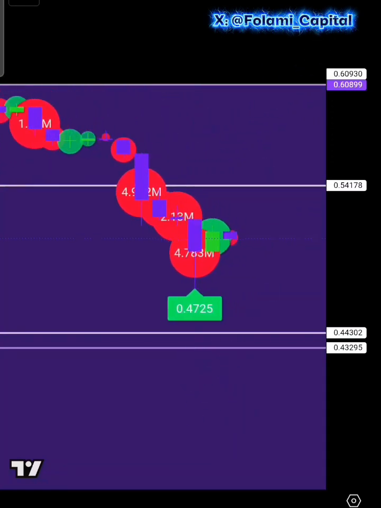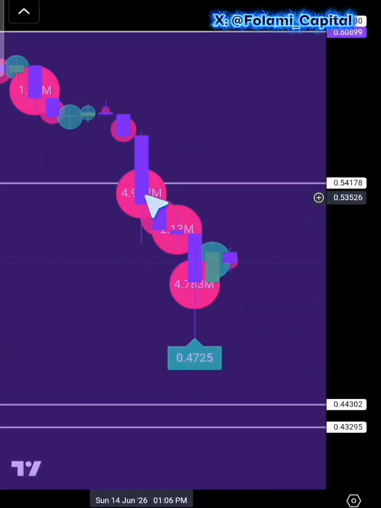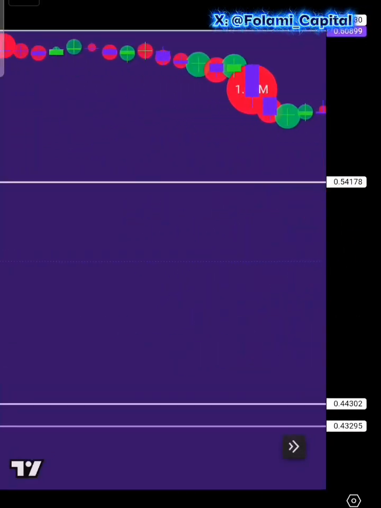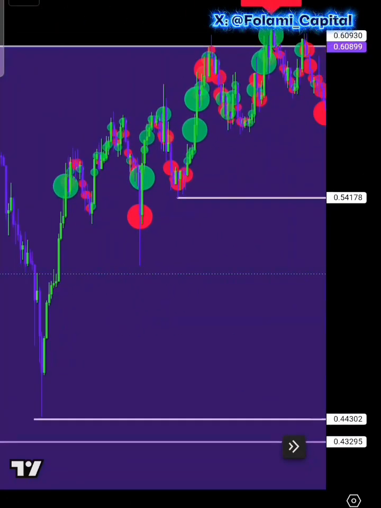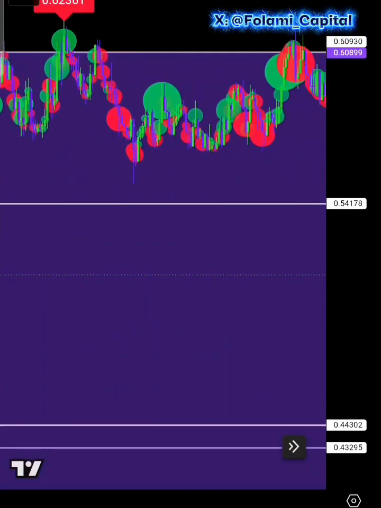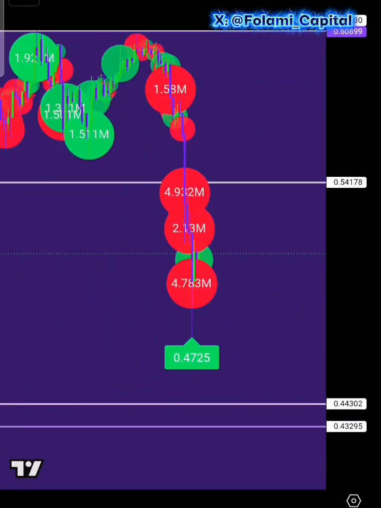Look at this candle right here. This candle breaks the line. As you can see right here, it breaks the order, which forces all of this buying order right here to close, and that is what caused this massive dump, as you can see.